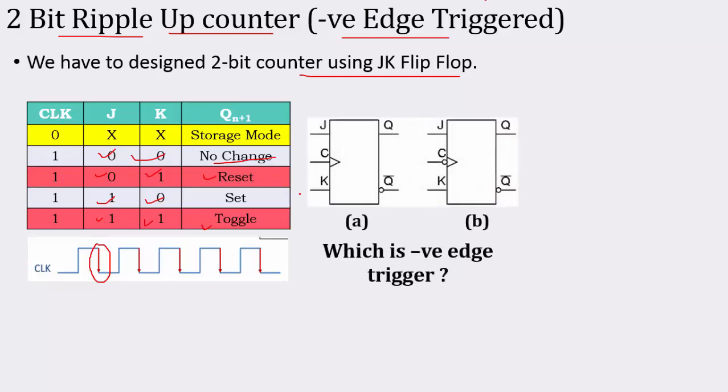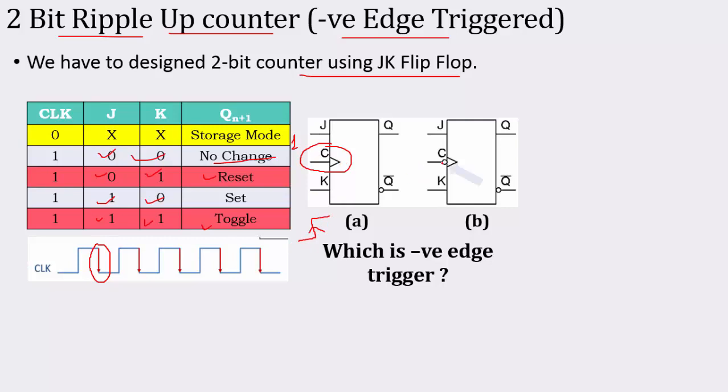Now, I have two flip-flops over here. Which will be the negative edge and which will be the positive edge trigger? How will I identify that? Look at the clock source. If I apply 1 directly to this clock source, this flip-flop will work on a positive edge. So what is the possibility to get 1? When the transition takes place from 0 to 1. That means this is the positive edge trigger.